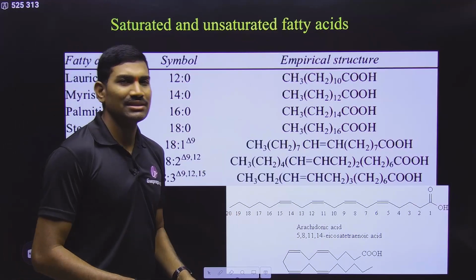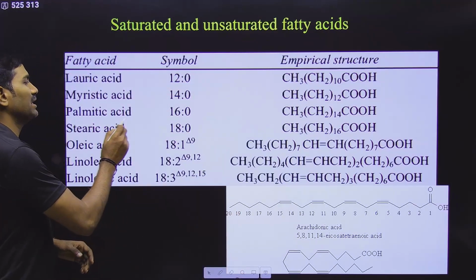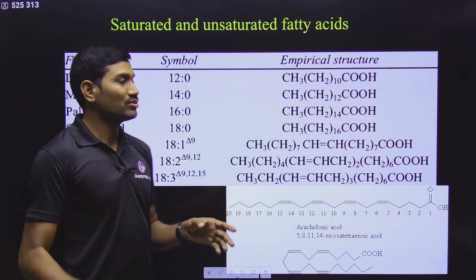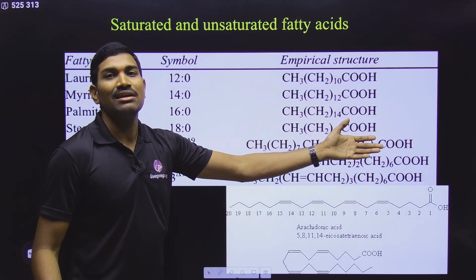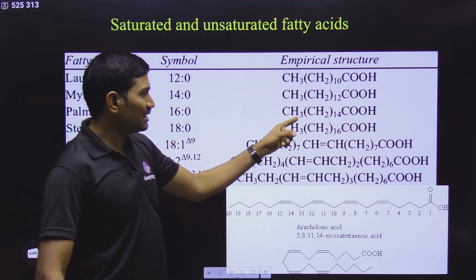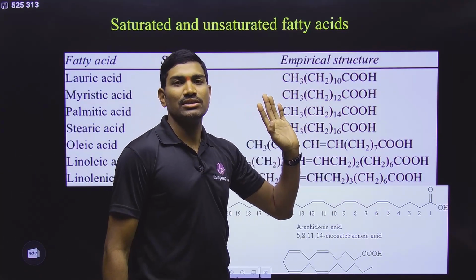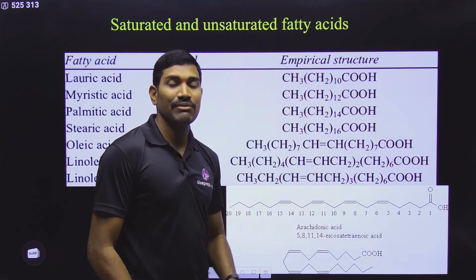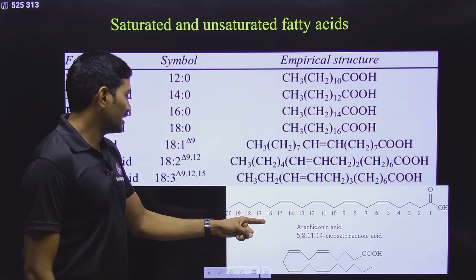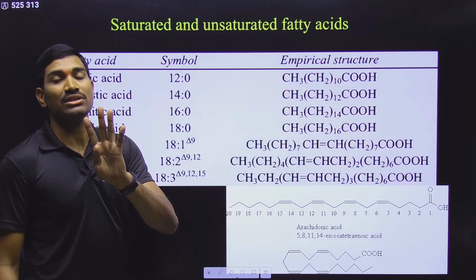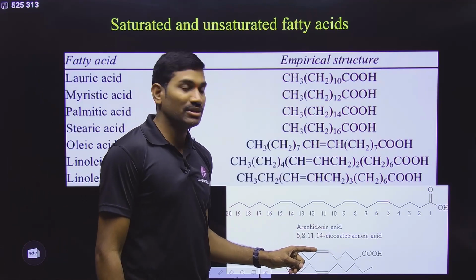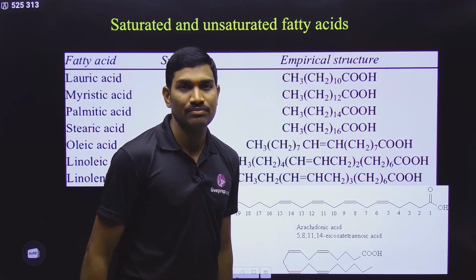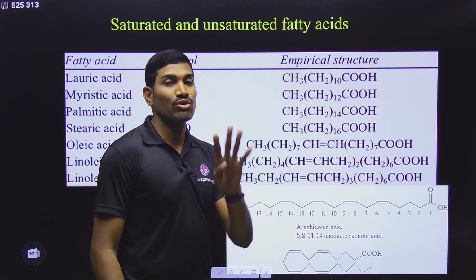This is a list of some fatty acids, but you don't need the entire list. Observe palmitic acid. It has 16 carbons. 0 means it does not have any double bonds. That means it is saturated. That's why it is written as CH3, CH2 14 times, COOH. In NCERT also it is clearly mentioned. Arachidonic acid has overall 20 carbons, and it has a total of 4 unsaturations. What are the positions of the double bonds? At the 5th, 8th, 11th and 14th carbons you find double bonds. Understood or not? So a total of 4 double bonds are present.